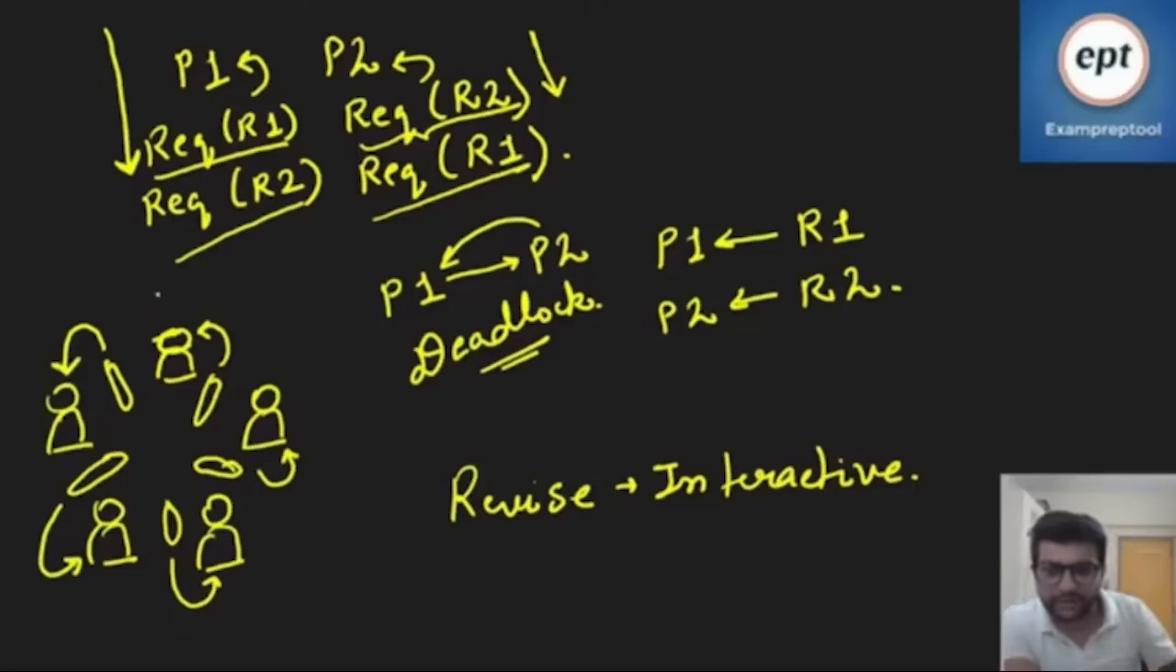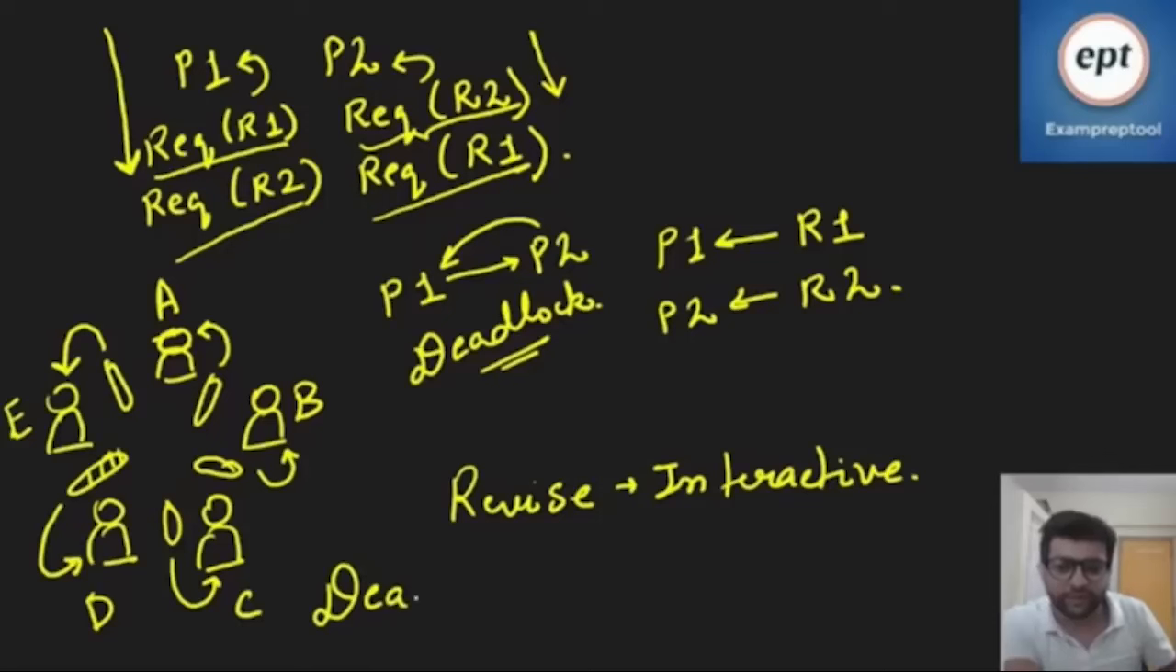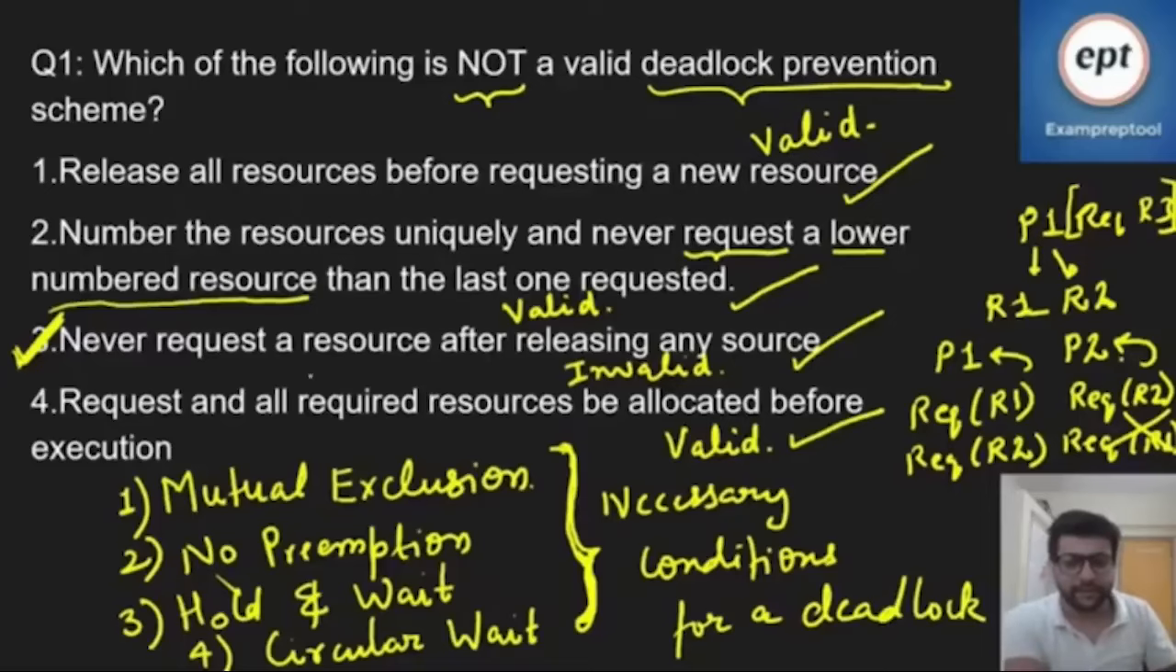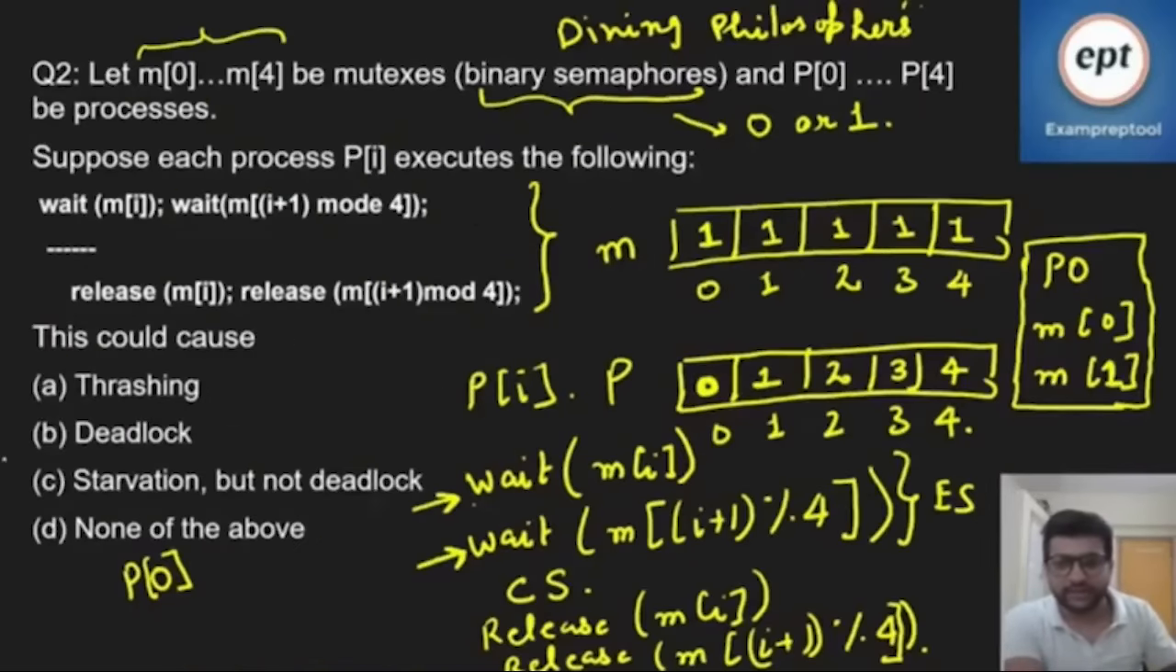Let's name these philosophers A, B, C, D, and E, right? Now the philosopher E is waiting for this particular fork. However, it is not able to get it because the philosopher D has held it, right? So we can see that here is a situation of deadlock. So the answer is deadlock.